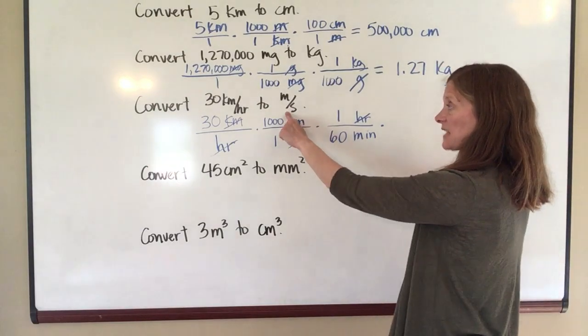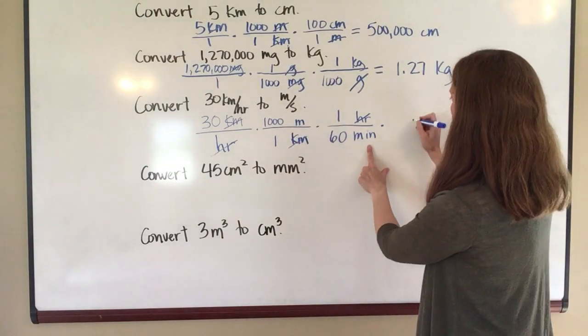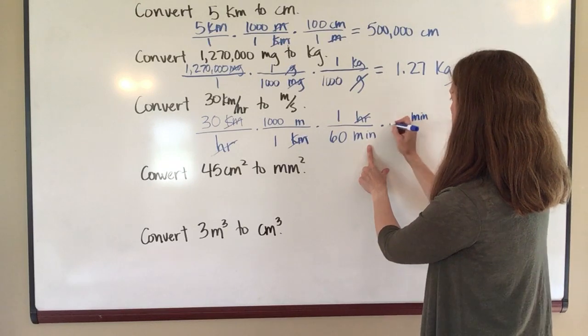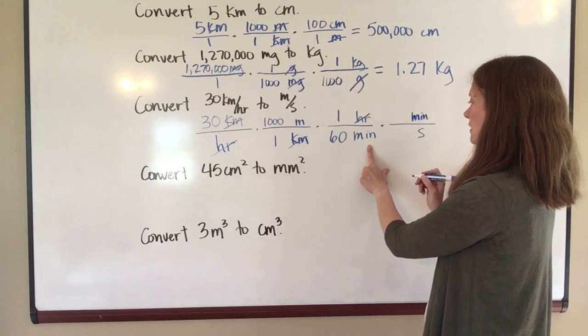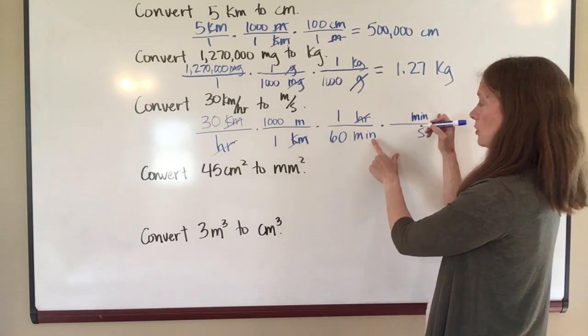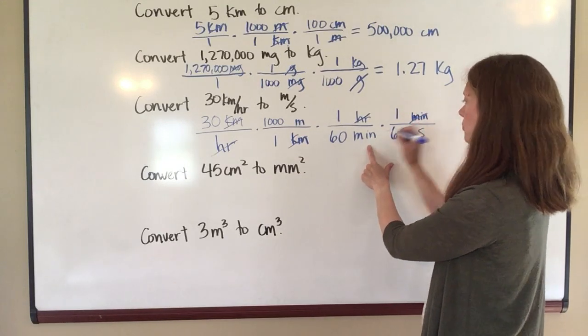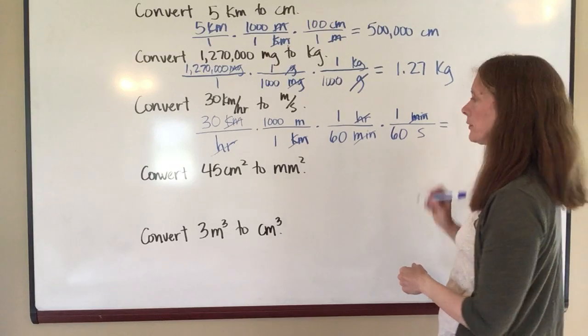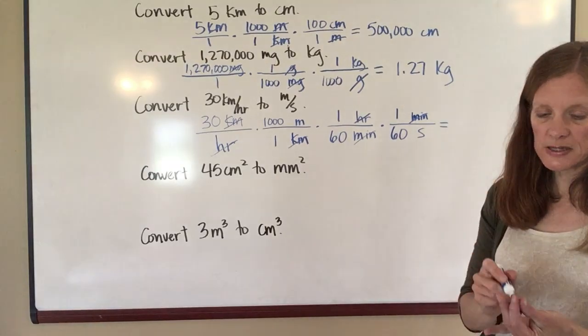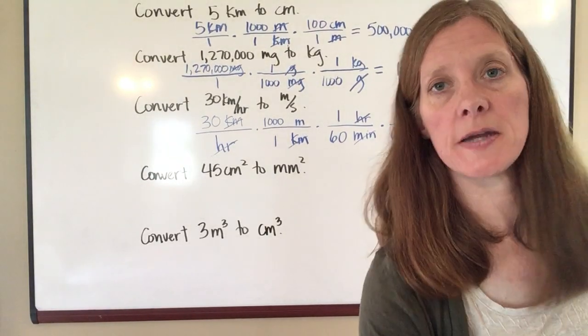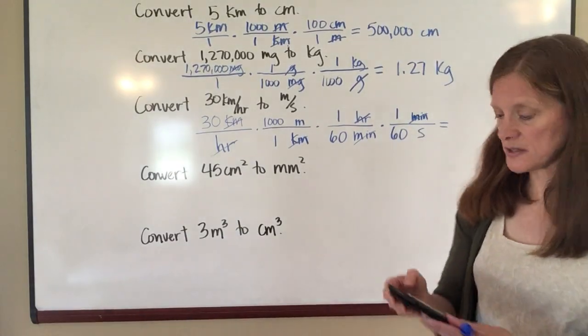I'm supposed to get to seconds, so I'm going to have to go from minutes to seconds, and minutes is going to have to go on the top so that it will cancel. In 1 minute, there are 60 seconds, so my minutes is going to cancel out. And then when I type this into the calculator, again, you got to pay attention to what's on the top and what's on the bottom.